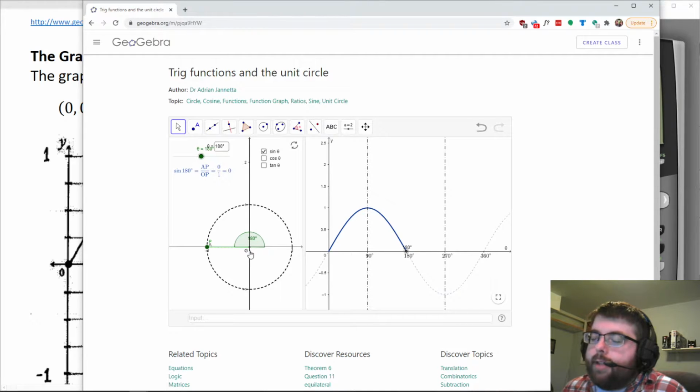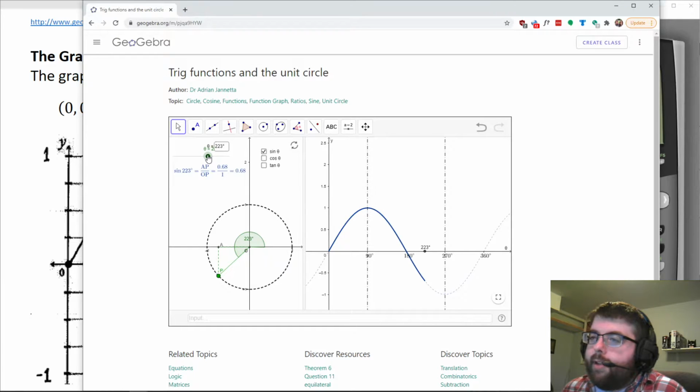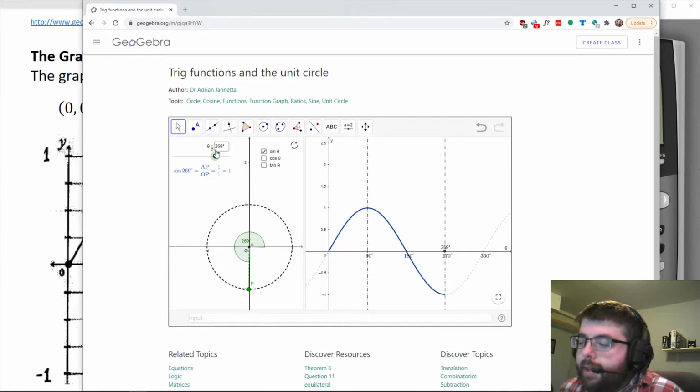Going back to this, it goes 0 to 1 because the y values go from 0 to 1, and then they go from 1 to 0. And then they're going to go from 0 to -1. When it gets to 270, it'll be at -1. And that's because the y value is -1. The radius is still 1, the radius is always 1. The output of the trig function is now -1.